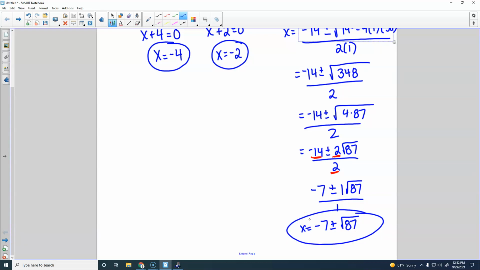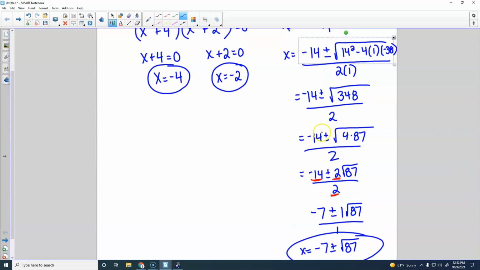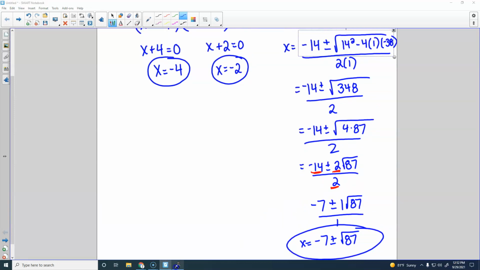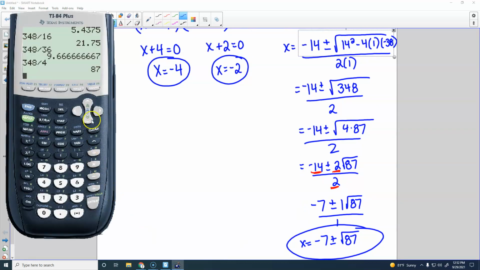Yes? I got 344 times square root of 348. It should be 348. So, 14 squared. It's 196 minus 4 plus 152. It's before you times before by the 38.